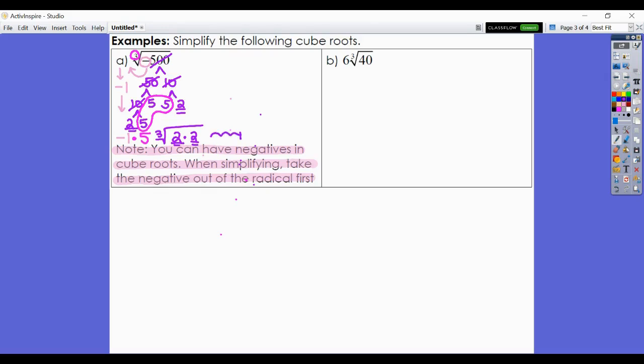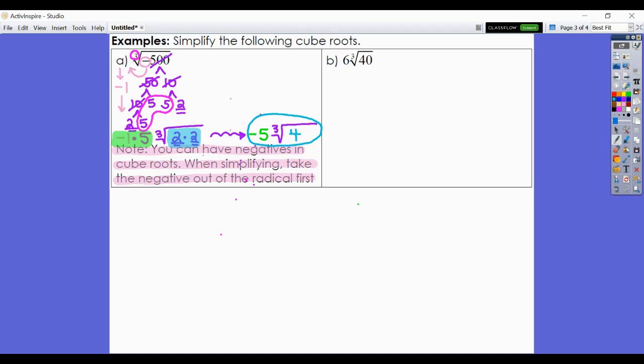Multiply the outside numbers to get your final answer here. Well, negative 1 times 5 is going to give me negative 5 on the outside of my radical. On the inside of my cube root here, I have 2 times 2 left inside that I will multiply together to get 4. As my final answer, it's -5 cube root 4.